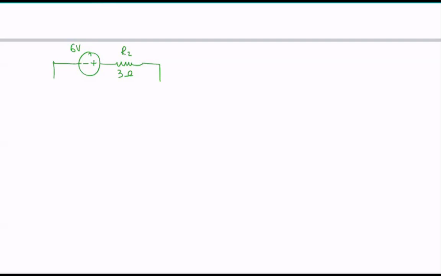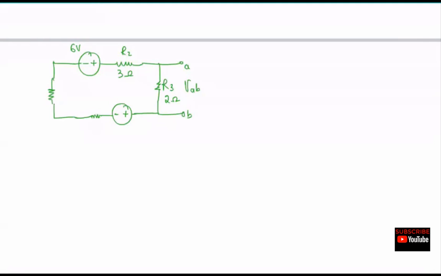And then you have this going to be R3, and this is 2 ohms, okay? This is terminal A here, this is B terminal. The voltage across this terminal is going to be VAB. You have another voltage source here, okay? And then you have another resistor here, and then this goes here. So this is your R1, which is 3 ohms, R2, R3, and say this is your R4, and the value is 3 ohms, okay?